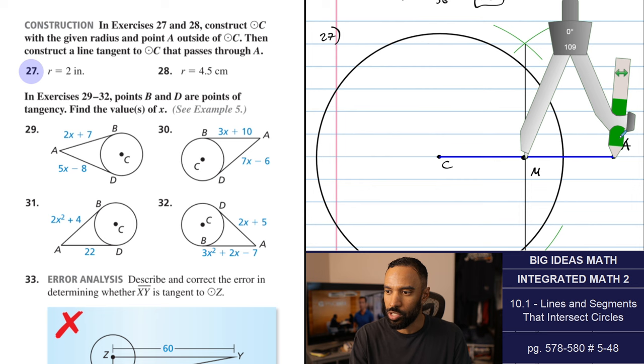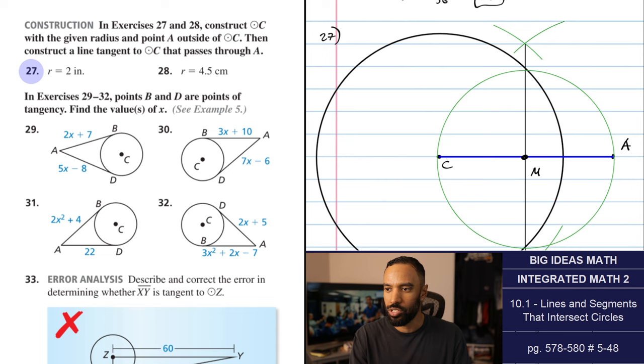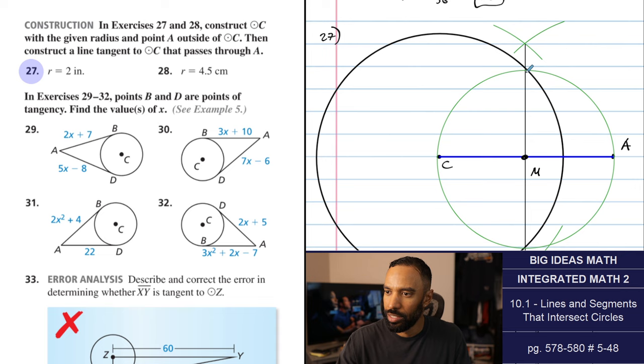Let's use this one still in green right here. So there's that, see how it kind of passes through A and C? It's supposed to, at least. So there's this other circle, and then these two points right here, where the circle intersects with the circle, are basically supposed to be equidistant from each other. Is it perfect? No, it's not.